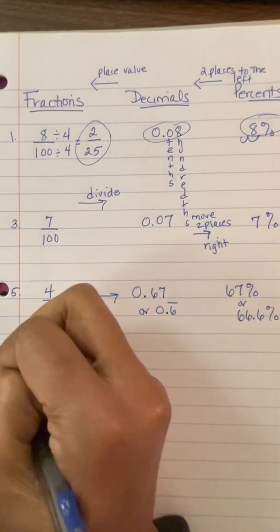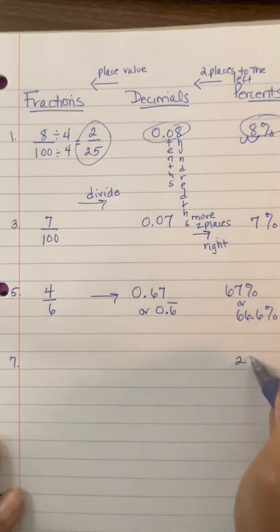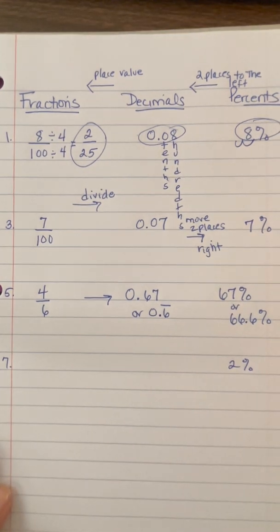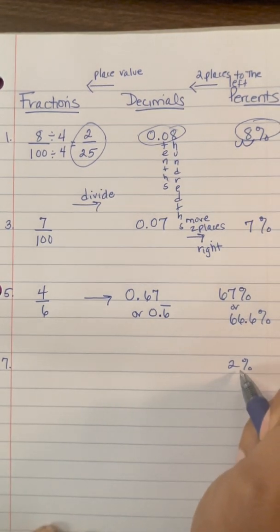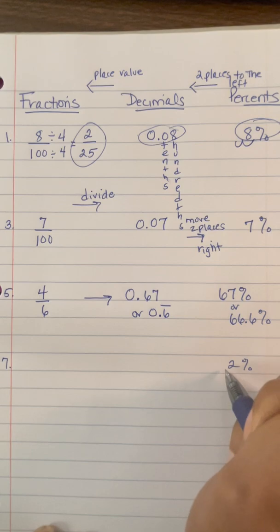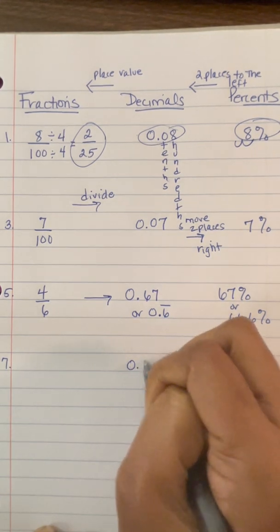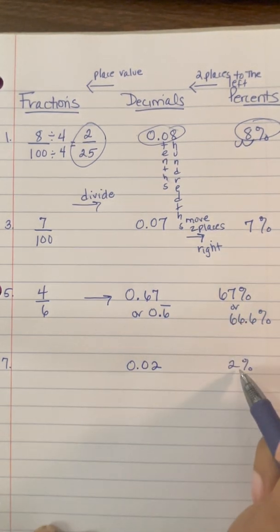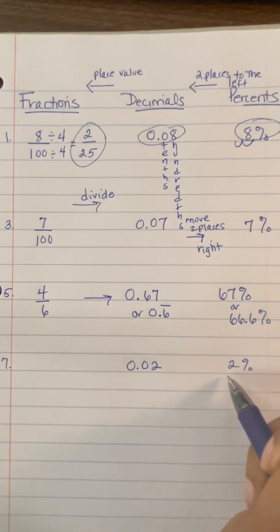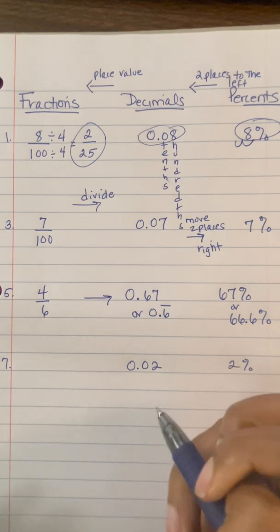The next one, that was number 5. Number 7 is 2%. So you have 2%. If I want the decimal, I'd move it 2 places to the left. So this will be 0.02. The decimal is behind the last number if you cannot see it at all. So it's 1, 2, and then fill that blank space in with a 0.